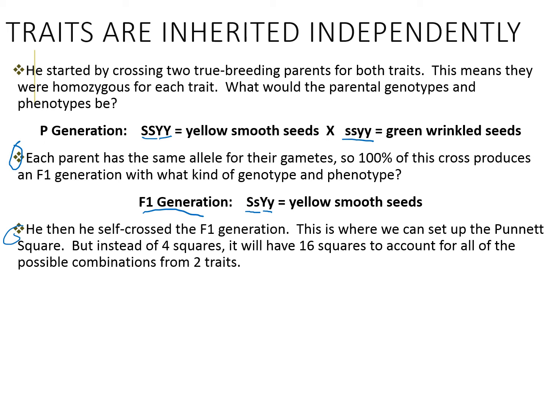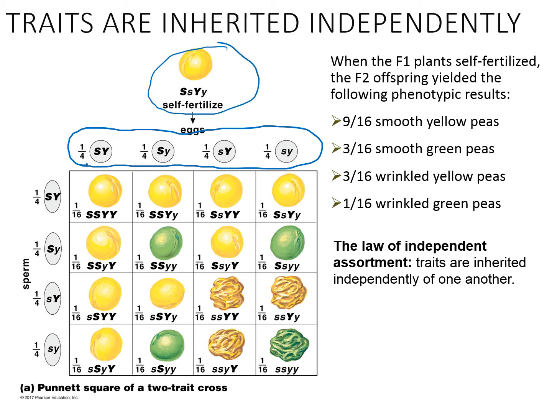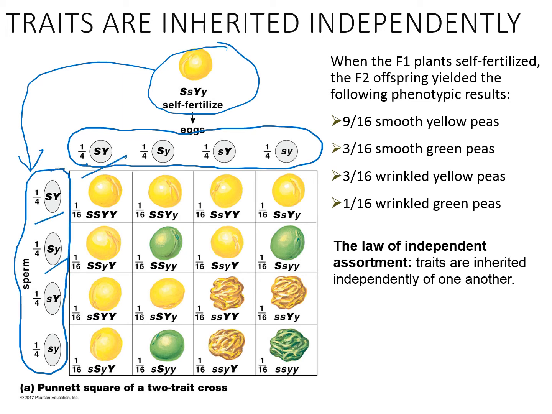This is where we can set up the Punnett square, but instead of four squares, it's going to be 16 squares to account for all of the possible combinations of these two traits. Get ready. So let's consider one of the parents. Remember, the top of the Punnett square here represents the potential gametes that can be produced by this parent. Now, since it's a self-cross, it's the same thing down here. These are also the potential gametes that can be produced by this same parent, so they're going to be identical. This is identical to that. This is identical to that. All right.